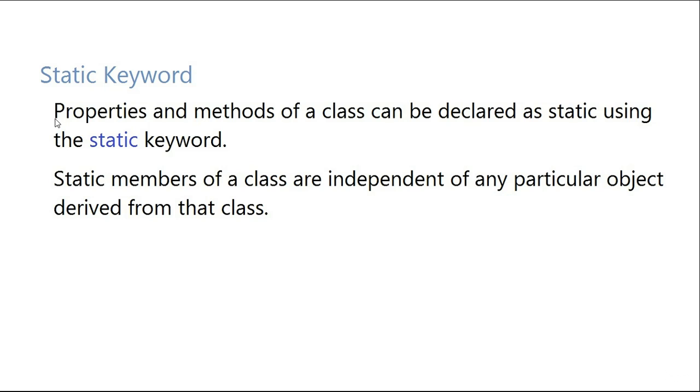Static keyword. Properties and methods of a class can be declared as static using the static keyword. Static members of a class are independent of any particular object derived from that class.